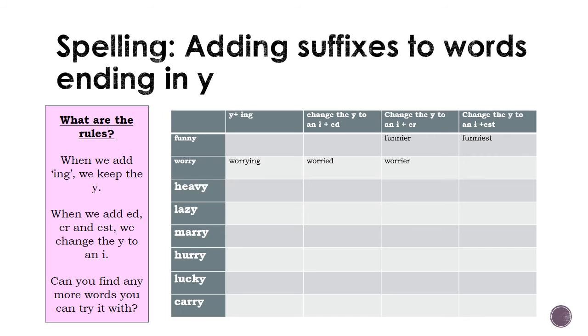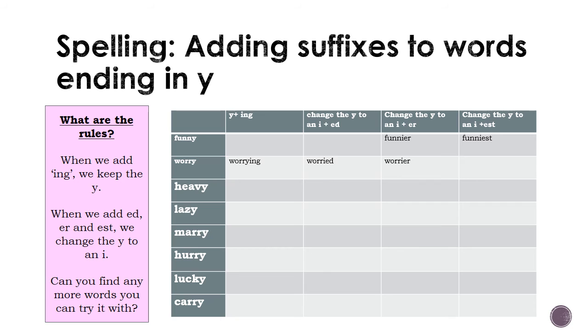This is an example of that. So we have got the word funny. We can't actually add ing to funny because funnying doesn't really make sense. Funny plus the ed, funnied, that also isn't a word. But we can add er to make the word funnier, and you will notice that the Y has changed to an I. You can also add est to make the word funniest, and once again the Y has been changed to an I.